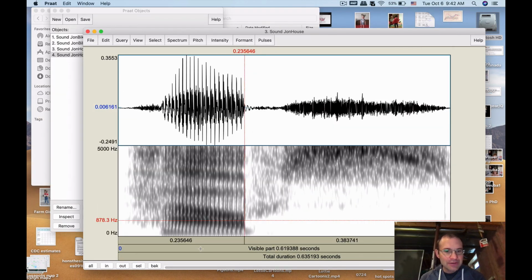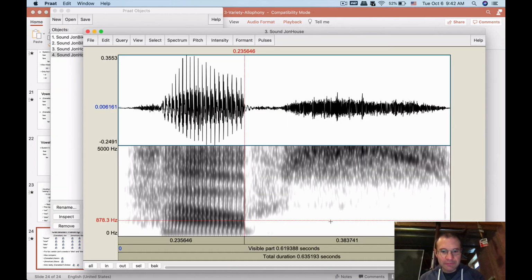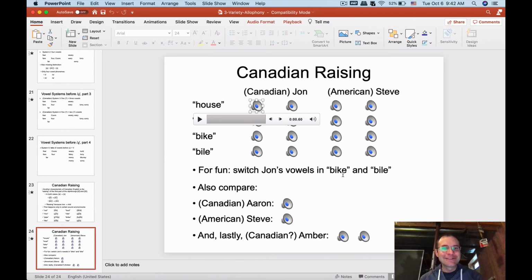I don't know how it sounds to you. It's a little funny with the clipping of the editing, but it should sound different from that. Yeah, not quite as Canadian, I guess you would say. So yeah, I'm going on about how this is Canadian raising, and we still haven't talked about the reasons why this occurs, but not every Canadian does this. It's just a unique feature of Canadian English.